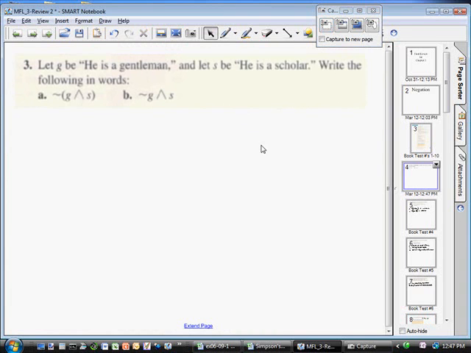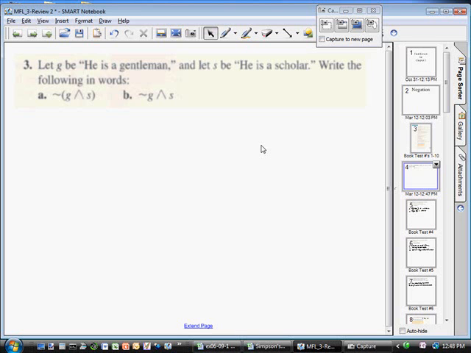I guess I do. It says, let G be, he is a gentleman. Let S stand for, he is a scholar. Write the following in words. Now that first one is kind of, how do we do that with parentheses? There's actually two answers here. One would be, and this is the one I dislike the most, it is not the case that he is a gentleman and a scholar. To me, that's kind of like a cop-out.